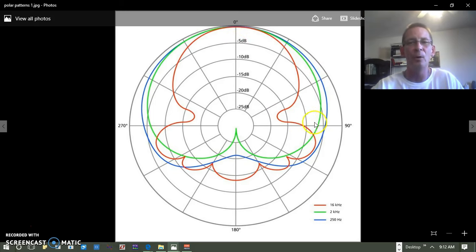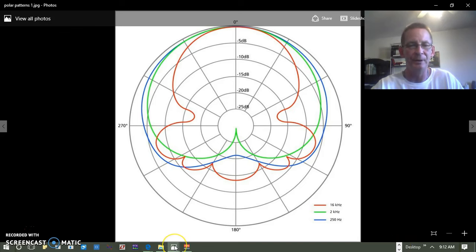And anything else in the polar pattern is catching what? Different things of acoustics, reflections and reverberations from the instrument or the room, the acoustics of the room. So that's something to take into consideration.